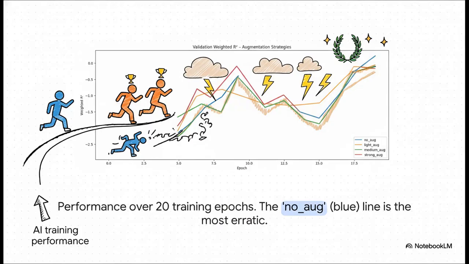What's really fascinating here isn't just the final score, it's the journey. You can see all 4 strategies battling it out. It's a pretty close race for the top 3, but just look at that blue line for no augmentation. It is all over the place. It hits some impressive peaks, but then it has these catastrophic drops. It just goes to show that training without any augmentation is super unstable.